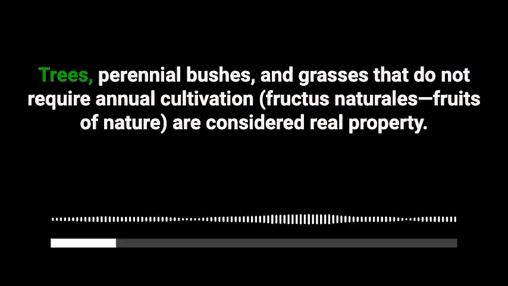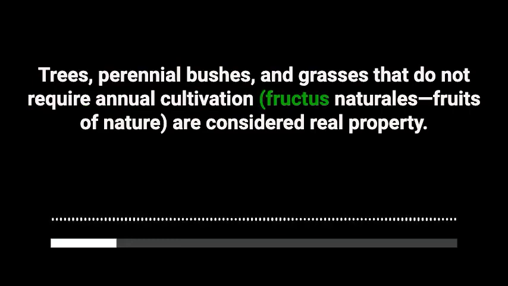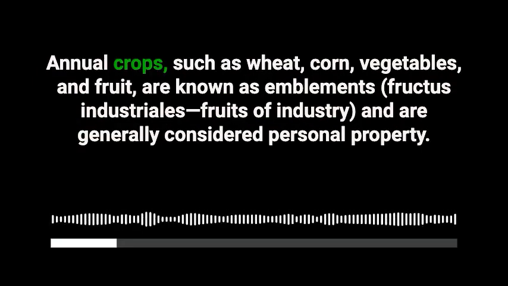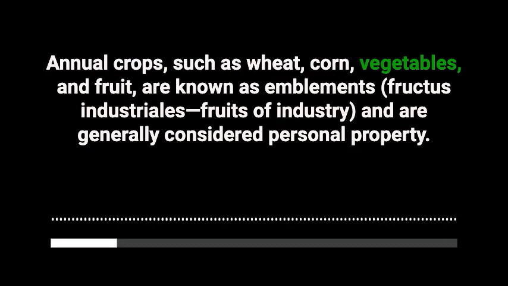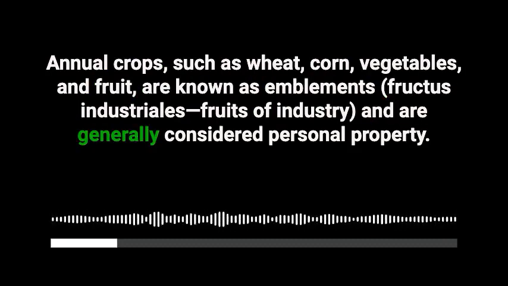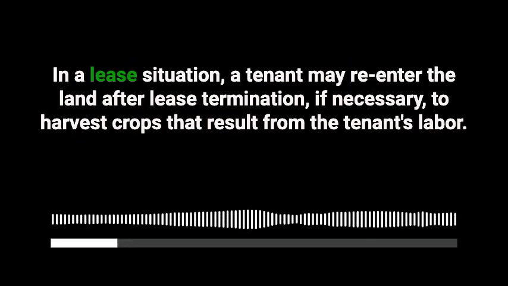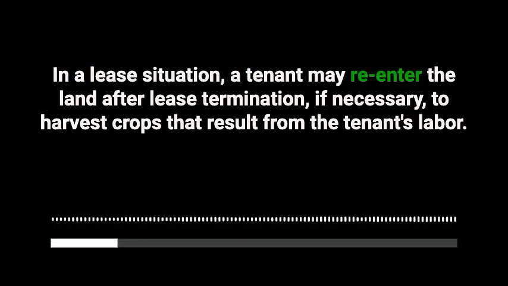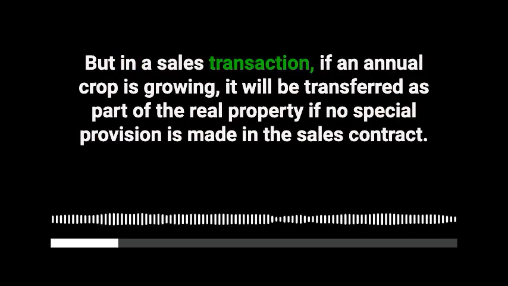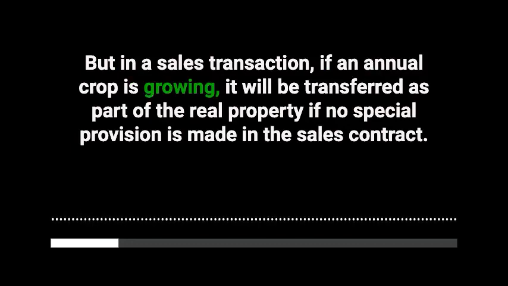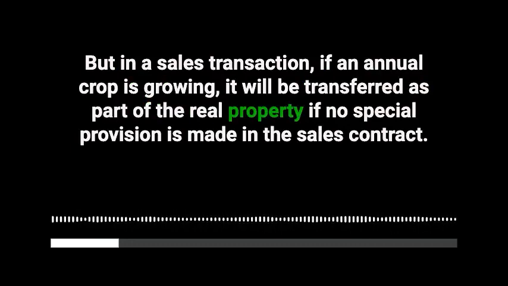Plants. Plants generally fall into one of two classes. Trees, perennial bushes, and grasses that do not require annual cultivation are considered real property. Annual crops, such as wheat, corn, vegetables, and fruit, are known as emblements and are generally considered personal property. In a lease situation, a tenant may re-enter the land after lease termination, if necessary, to harvest crops that result from the tenant's labor. But in a sales transaction, if an annual crop is growing, it will be transferred as part of the real property if no special provision is made in the sales contract.